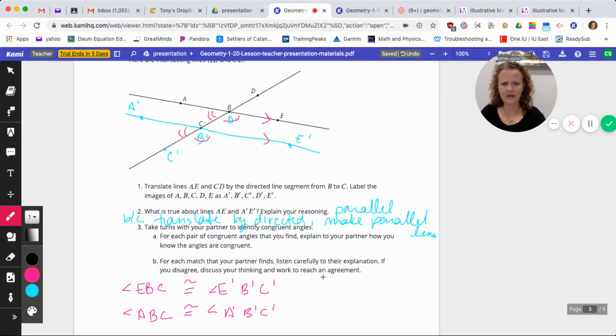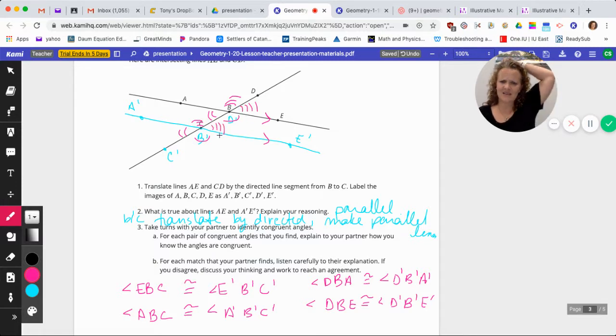Okay, I can actually keep going. Angle DBA is congruent to angle D prime B prime A prime. Angle DBE is congruent to D prime B prime E prime. Did I say parallel earlier? Sorry. So first I did these two, then I'll go 3 and 3, and then 4 and 4, which is really messy. That's kind of awful. Are there any others?